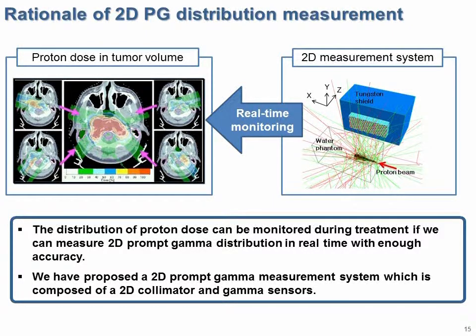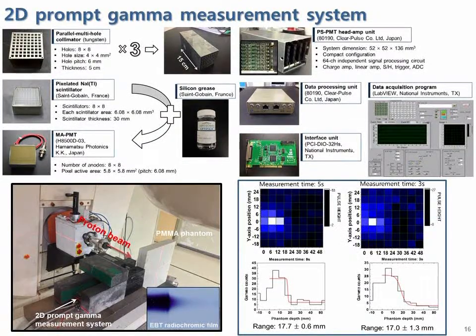The goal of this study is to measure not only the beam range but also the 2D dose distribution in the patient. By Monte Carlo simulation study, we determined the design of the system and we constructed the 2D measurement system. The 2D measurement system consists of a parallel multi-hole collimator, a 2D scintillator array, a multi-anode photomultiplier, signal processing, and data acquisition system. We performed the experiment with a proton beam and confirmed that the developed system can determine 2D dose distribution and particle beam range.